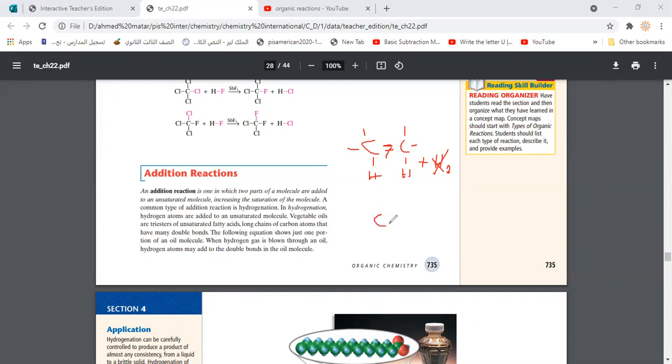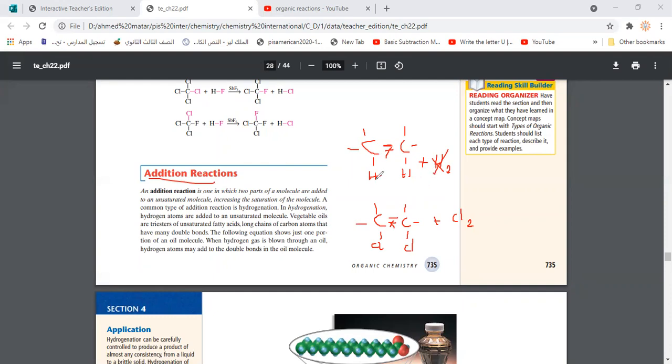The same could happen by using another element, for example, a halogen instead of hydrogen. For example, if I made this react with Cl2, what would happen? Also, we're going to break this bond, and then after this bond is broken, this carbon will get one chlorine, and this one will get another chlorine. So in that case, here we have dichloroethane. Also in that case we converted from unsaturated to saturated, and as you can observe here, we didn't remove anything from the original compound, but we added atoms to it. So that's why we call it addition reactions.